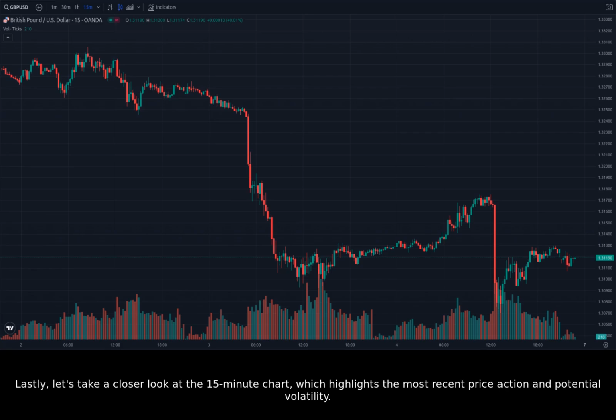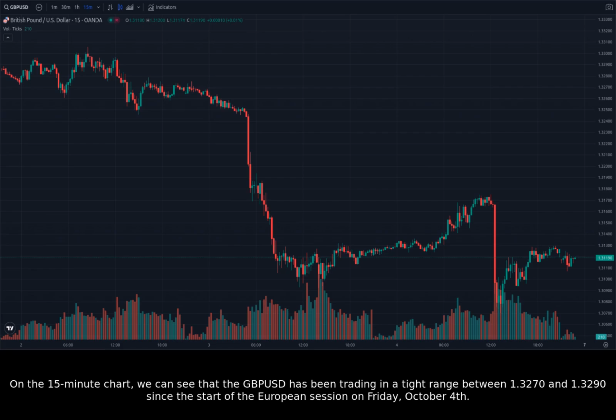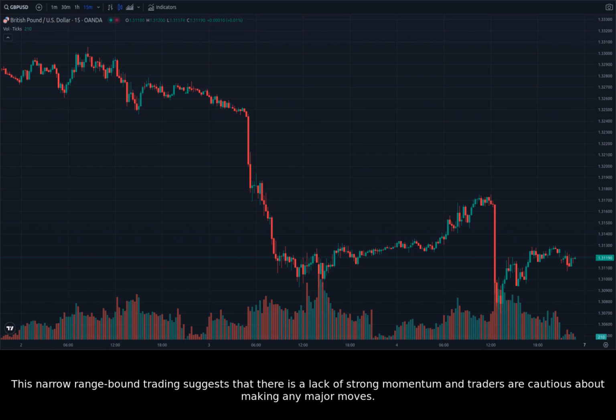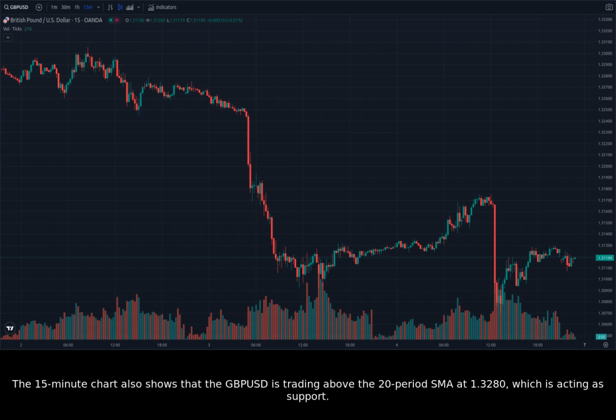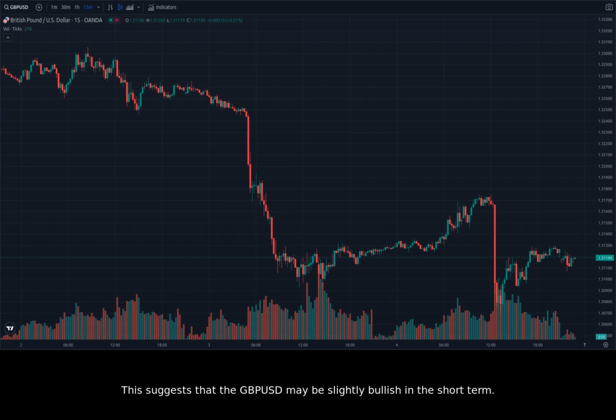Lastly, let's take a closer look at the 15-minute chart, which highlights the most recent price action and potential volatility. On the 15-minute chart, we can see that the GBPUSD has been trading in a tight range between 1.3270 and 1.3290 since the start of the European session on Friday, October 4th. This narrow range-bound trading suggests that there is a lack of strong momentum and traders are cautious about making any major moves. The 15-minute chart also shows that the GBPUSD is trading above the 20-period SMA at 1.3280, which is acting as support. This suggests that the GBPUSD may be slightly bullish in the short term.